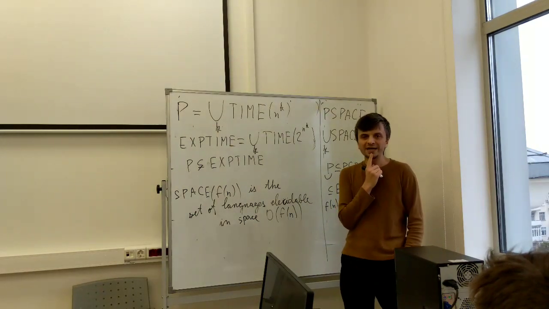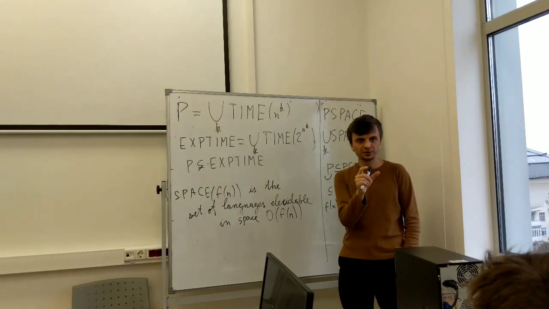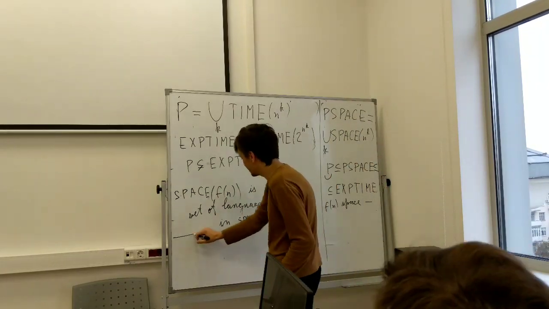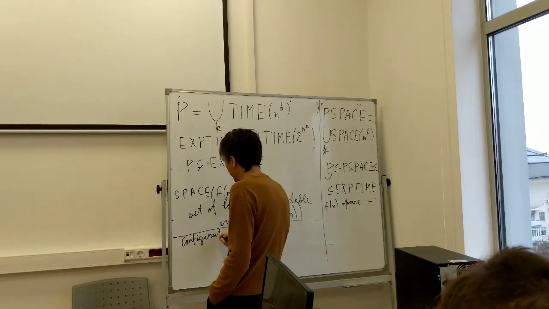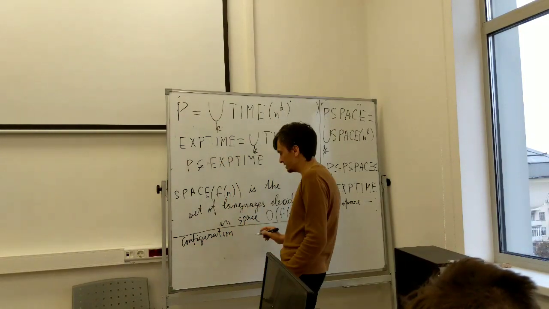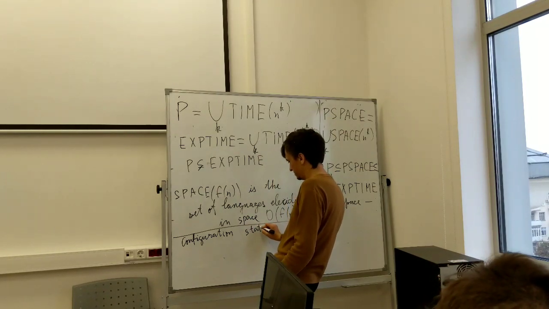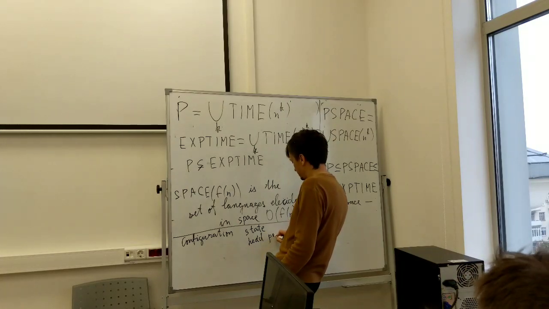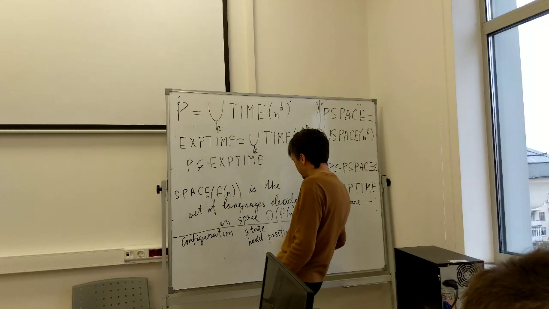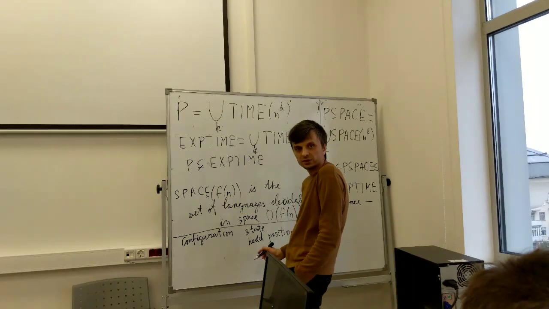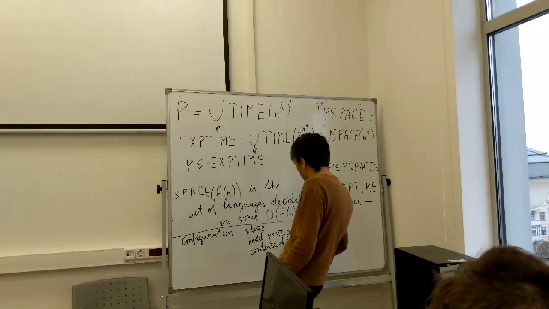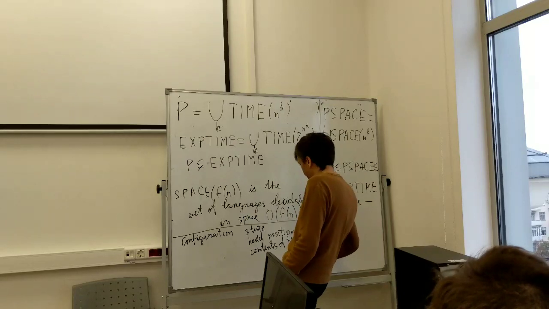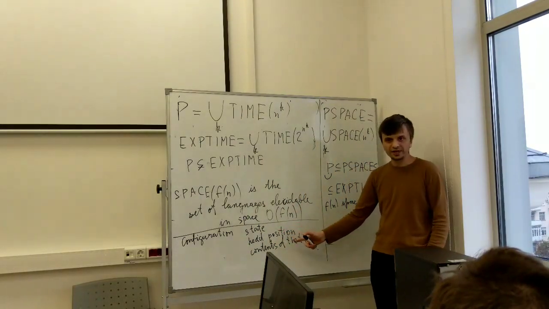Then how many configurations of the Turing machine can you have? And that's a definition that I forgot to say: the configuration of the Turing machine. It consists of three things. First, it's the state. Second, it's the head position, which cell it points to. And the third is the contents of the tape. That's what's called a configuration.